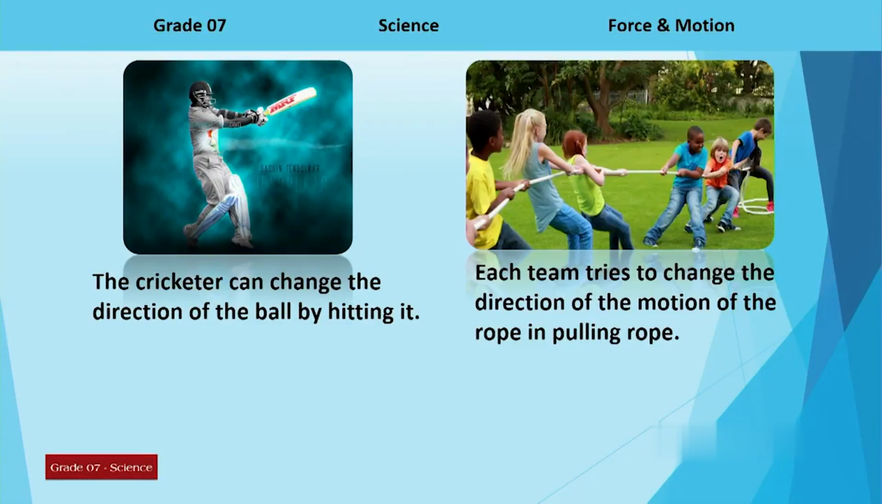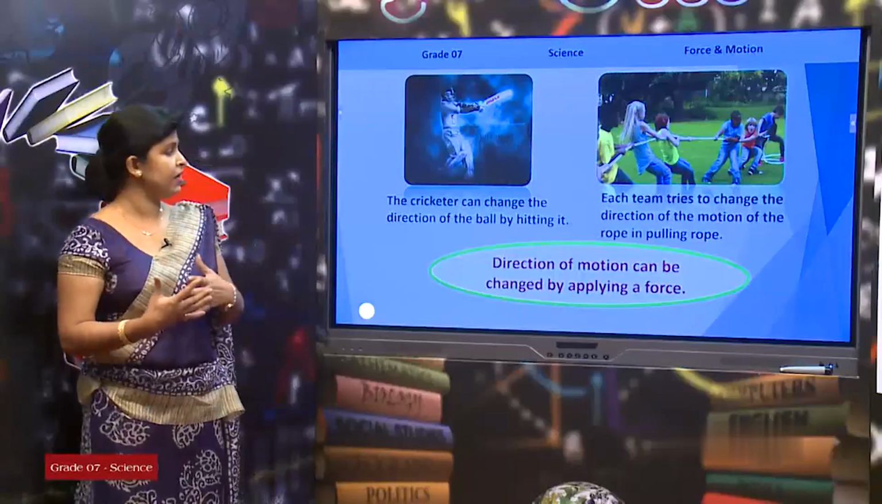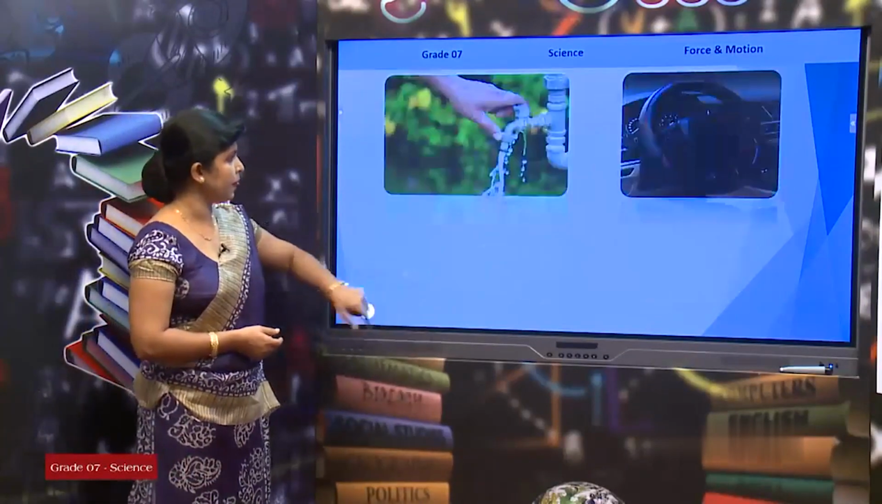In the second picture, you can see a rope pulling, right? I think you have experiences of pulling ropes in the New Year season. Each team tries to change the direction of the motion of the rope in rope pulling. When the rope is pulled, each team is trying to change the direction. So that is another effect of force. Direction of motion can be changed by applying a force. We can apply a force to change the direction of an object.